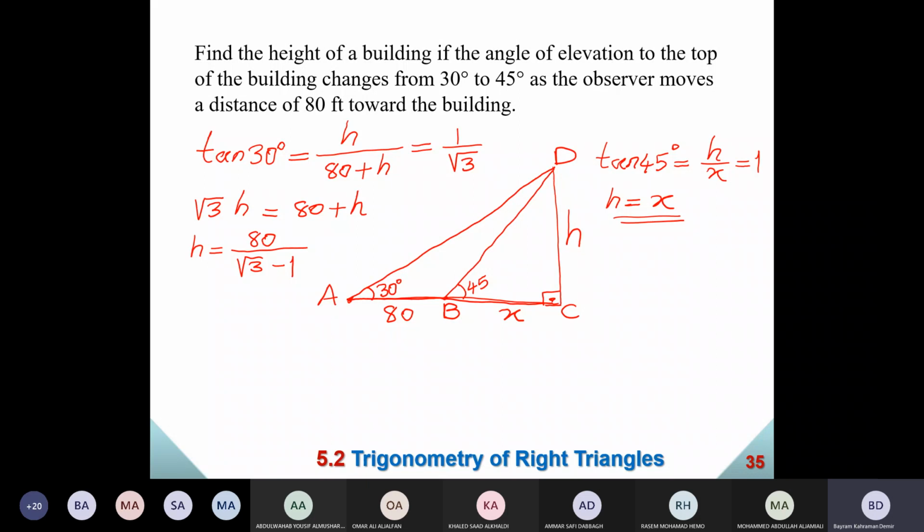Now we need to go back to math 001 and rationalize the denominator, Shabab. So you will find 80 times root 3 plus 1, over 2, which is 40 times root 3 plus 1. That is the answer.